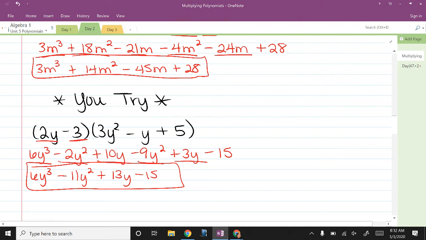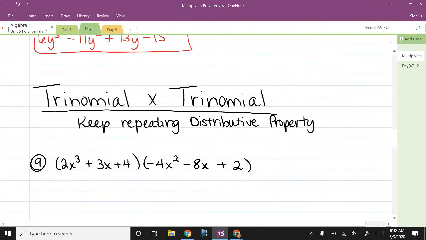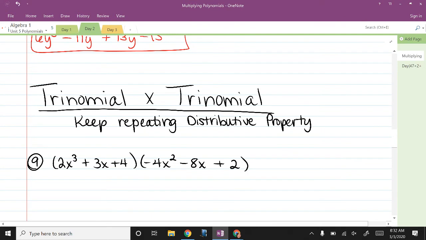Is everybody okay with the binomial times a trinomial? I know you'll see some of these on your quiz tomorrow, and I know you'll have some on your practice. Okay? Because I'm sitting here looking at your practice right now. All right. As hard as it can get, which is really the same thing. You just do it another time. Y'all, this doesn't get any more difficult, it just gets longer. All right? It's the same steps, you just do more of them.